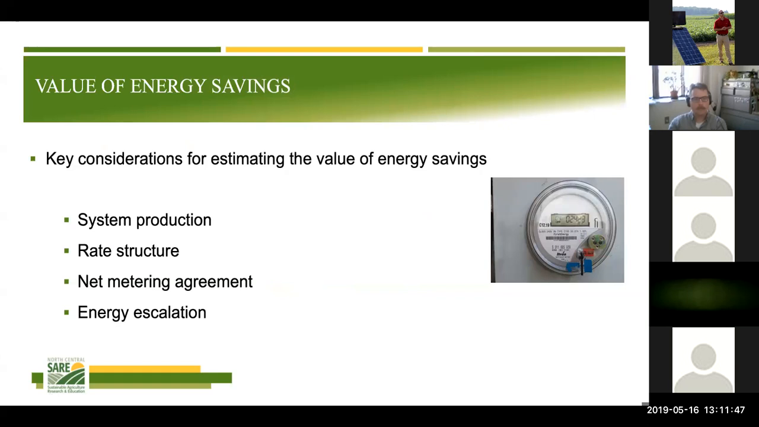At this point, as we think about our process flow and the chart that we started out with, now we're back to the value of energy savings. What I would say with this slide is, if you're not familiar with this, go back if you missed it and watch session number 3 that John gave last Tuesday, which talked about how we assign a monetary value to a unit of energy we're generating. All of these things, as John pointed out, are going to influence that: how the system produces, when the system produces, rate structure, our net metering agreement. If you're applying energy escalation rates, those things are all going to influence the value of energy savings that's calculated for this.